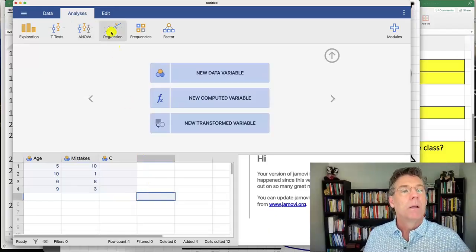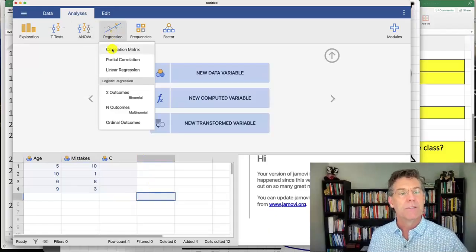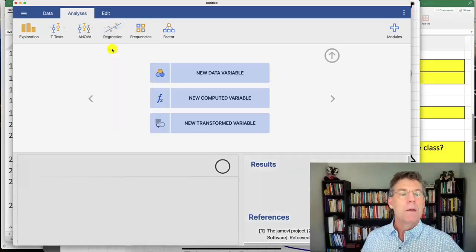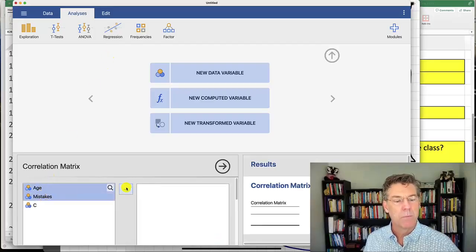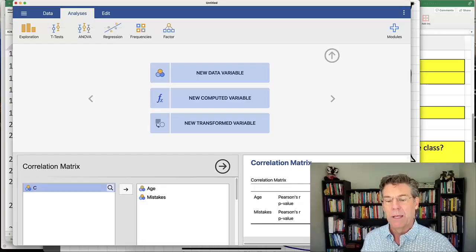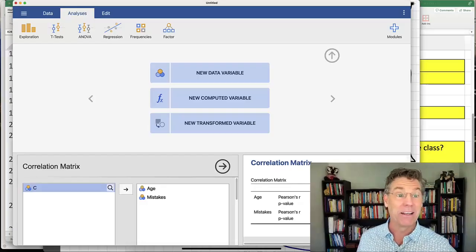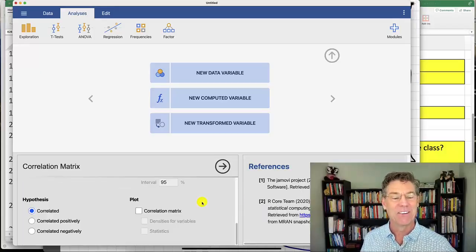So I'm going to run what's under regression. It's just a correlation, so I'm going to run a correlation between these two. I drag both over, so age and mistakes get moved over here. And there we get it, a correlation of negative 0.999. So I did accidentally create an almost perfectly on a line correlation.